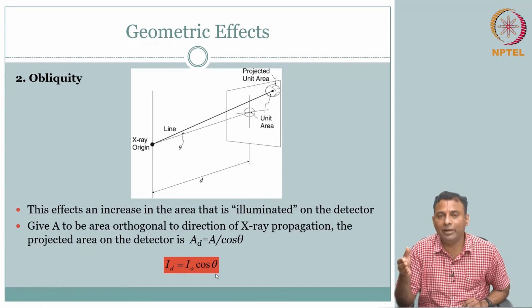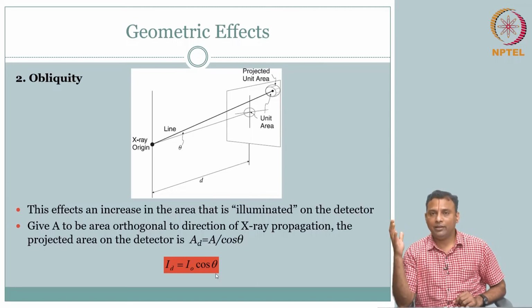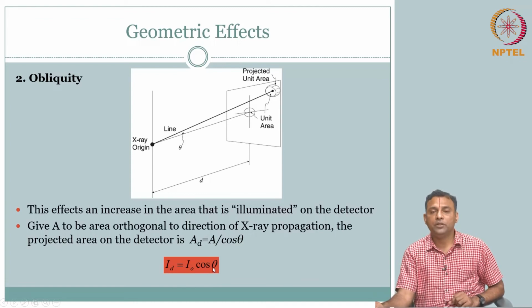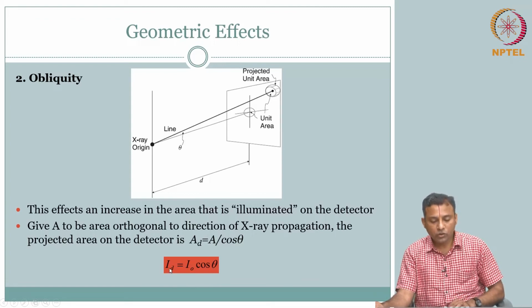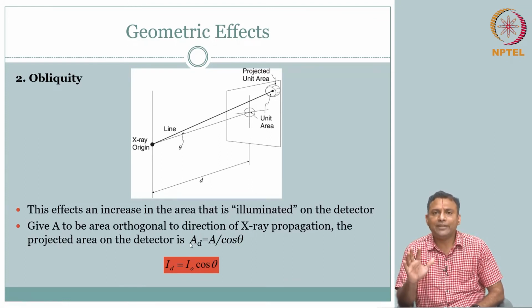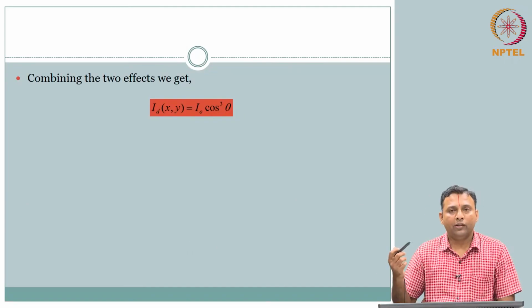At the center you will have minimum. As you move away from the center, you are going to have more distortion, right. That is what this is going to suggest. So, I_D is I naught cos theta. Again, these are some things that you can do at the time of calibration. Okay. So, combining these two effects, one was cos square theta, the other was cos theta.